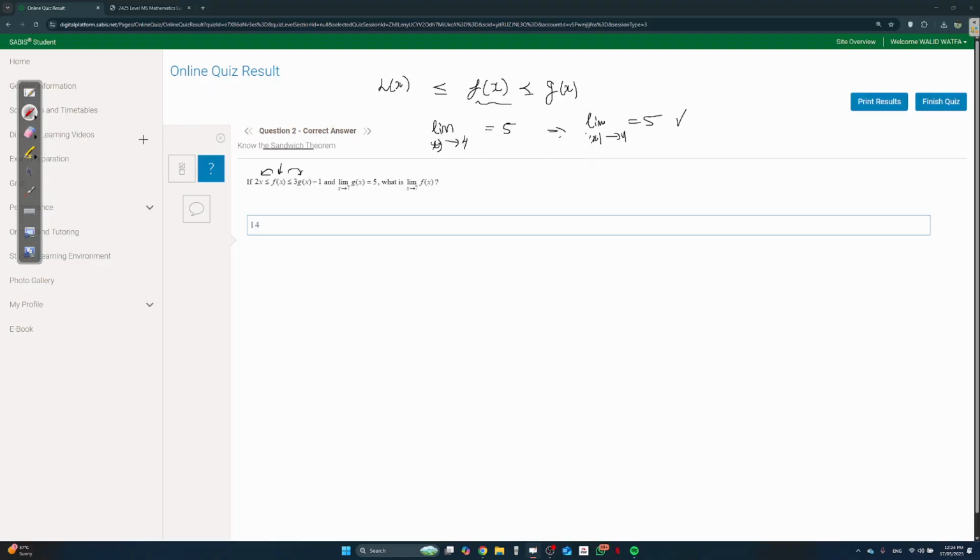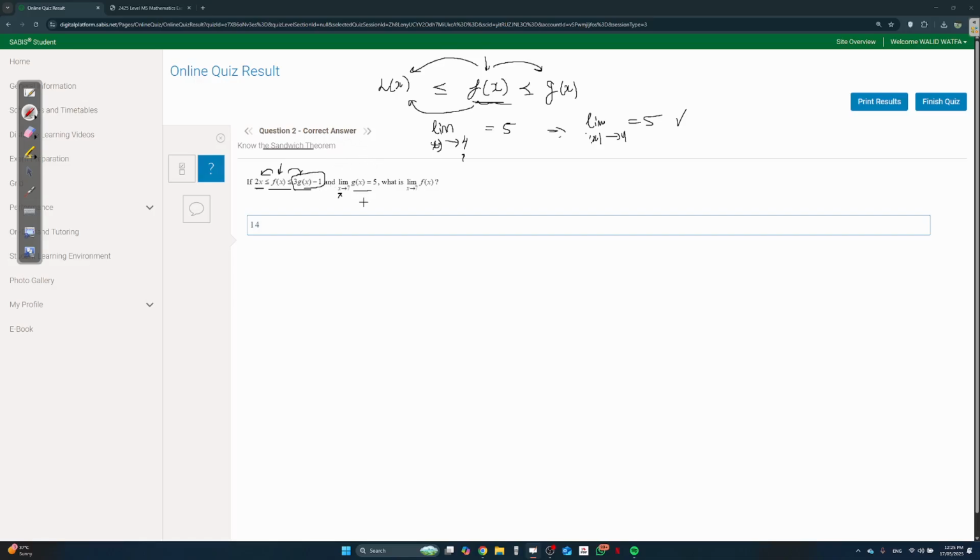Anyways, so this is the sandwich theorem. If a function lies in between two functions, that means the limit of this function as it approaches a certain x value will be equal to the limit of this function as it approaches that certain x value. So over here, they told us f of x lies in between 2x and 3g of x minus 1. And they told us that the limit as x approaches 7 of g of x is equal to 5. Okay, what did they give us here? They gave us 3g of x minus 1.